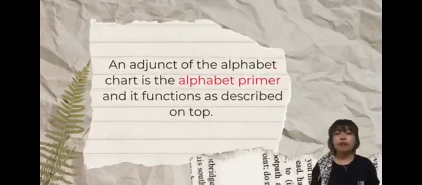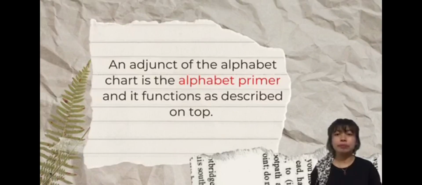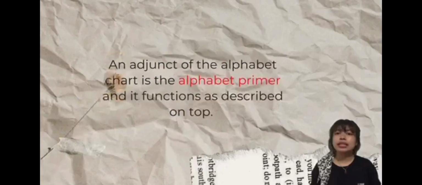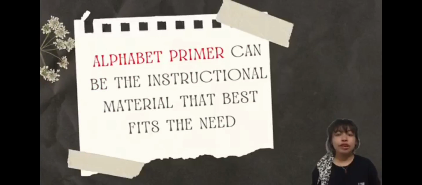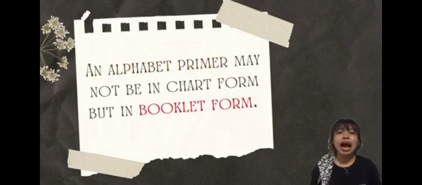An adjunct of the alphabet chart is the alphabet primer, and its function is as described above. To teach basic literacy concepts and eventually beginning reading in the mother tongue, an alphabet primer can be the instructional material that best fits the need. Learning the basics is the best way in beginning reading. An alphabet primer may not be in chart form, but in a booklet form.